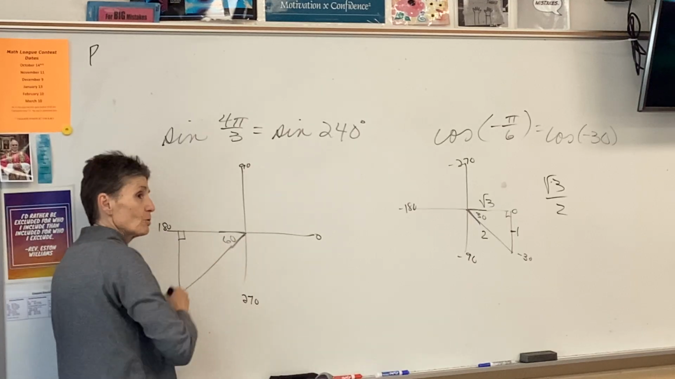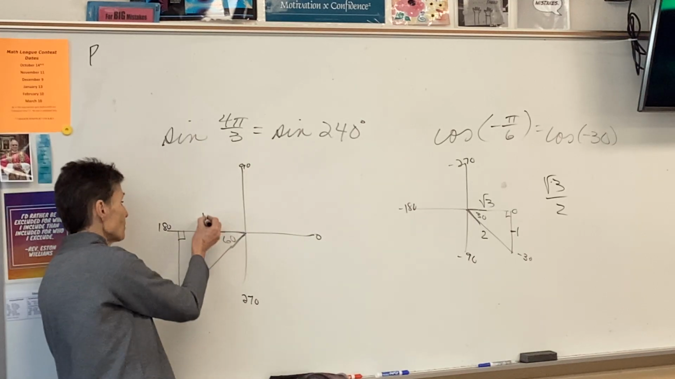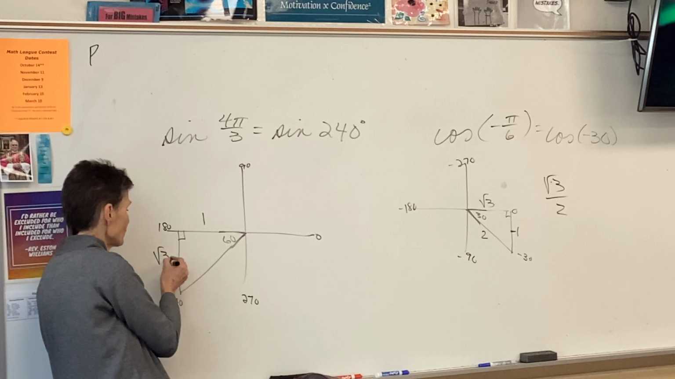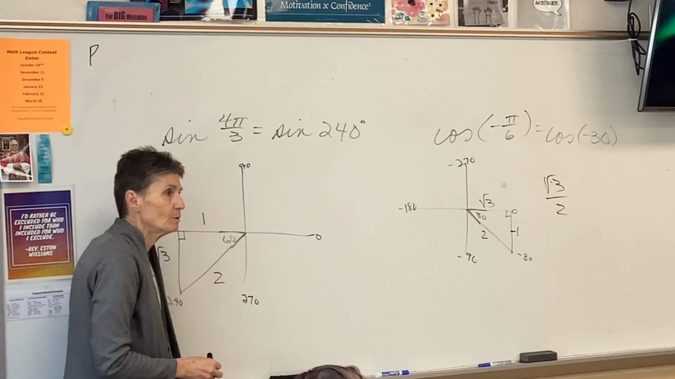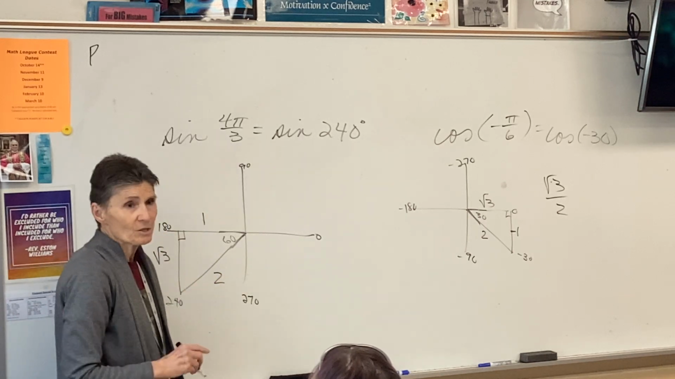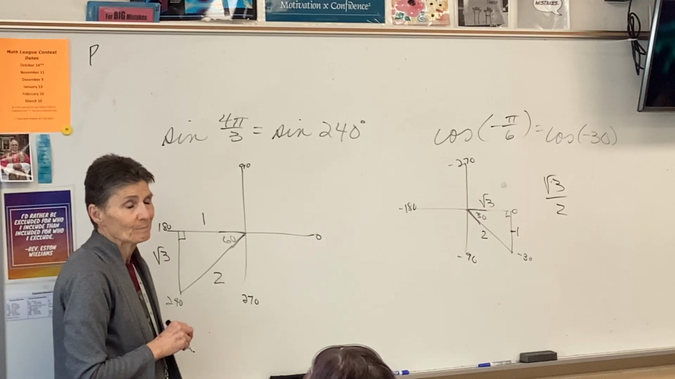All right, we'll get another 30, 60, 90 here. Across from the 30 is 1, the 60 gets root 3, and the hypotenuse is 2. That's on my green sheet. I'm supposed to memorize that.